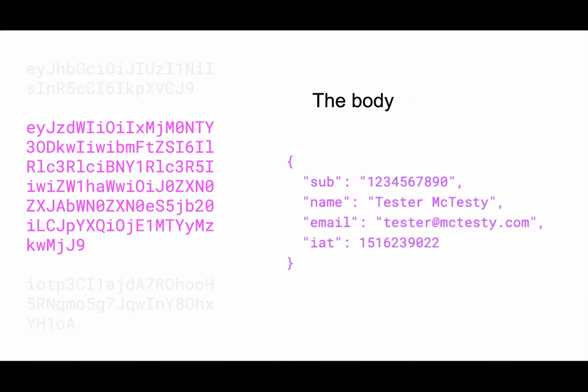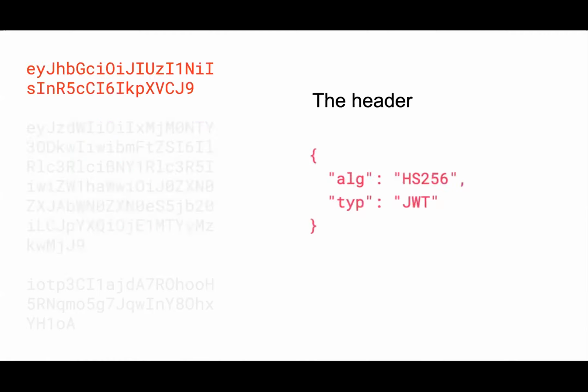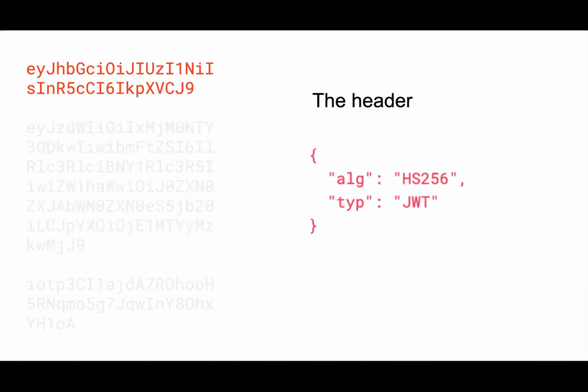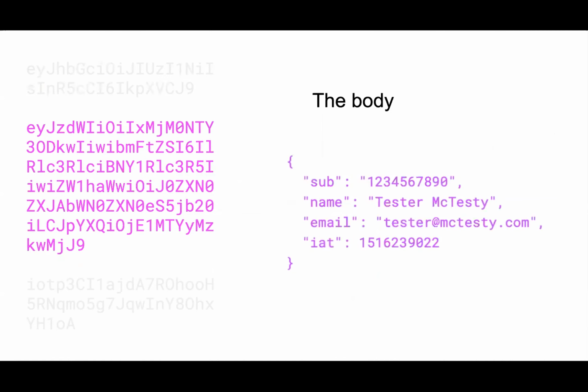The body of the token is like the JSON body. It's where you can put all the claims about the user. So that first claim there, SUB, stands for subject. And so you can imagine that 1, 2, 3, 4, 5, that number, is a user ID, equivalent to what we were referring to as user 4 here. So the subject of the token is user 1, 2, 3, 4, 0. The user's name is tester McTesty. That's their email. The token was issued at that particular timestamp.